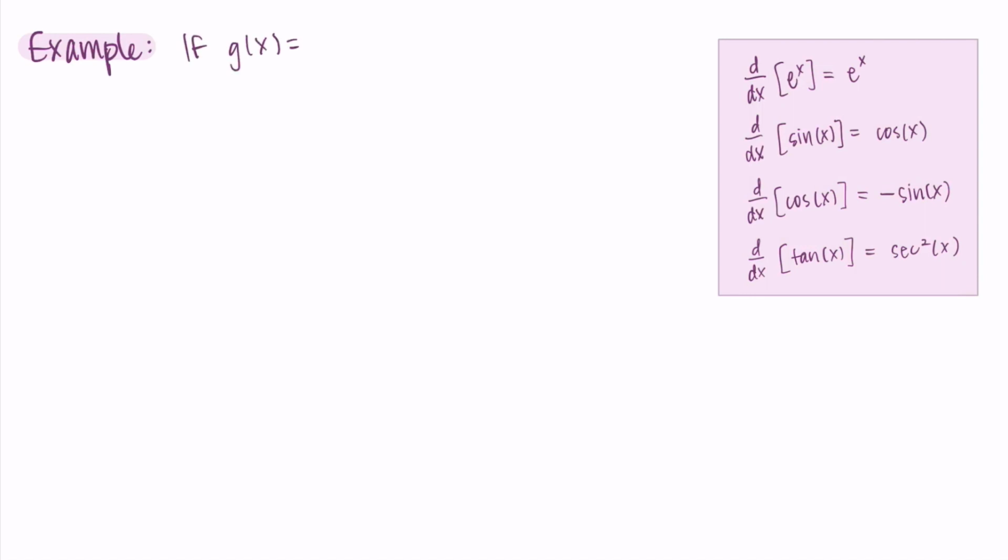So our first example says if g of x is negative 2 e to the x, find g prime of x. So we have a function, we're going to find its derivative. To help us unpack the pieces, I'm going to rewrite this using some derivative notation. So I'm going to write that g prime of x is the derivative with respect to x of negative 2 e to the x.